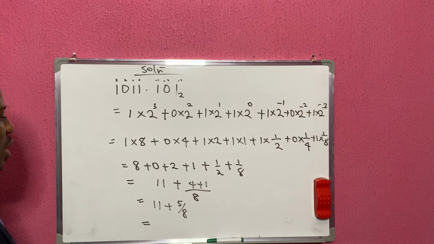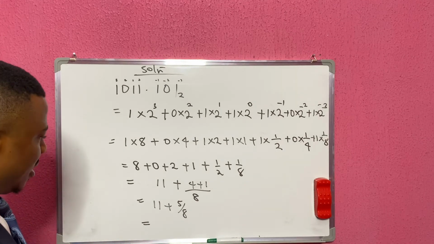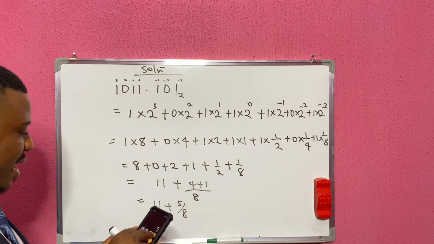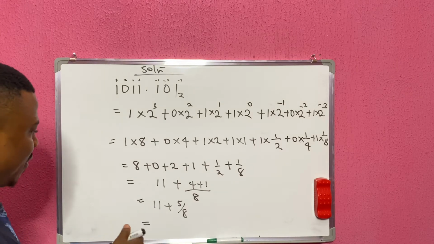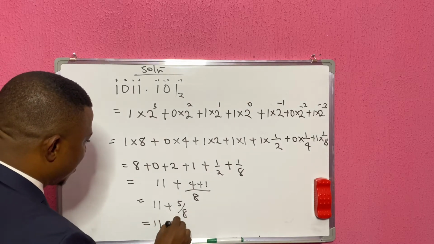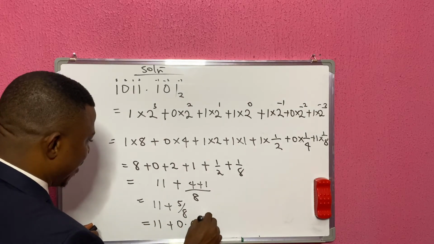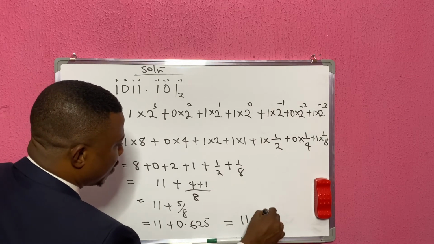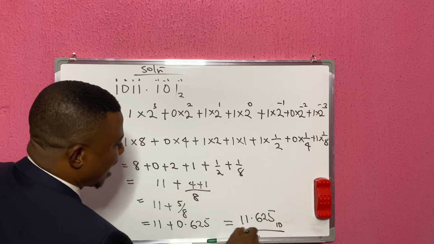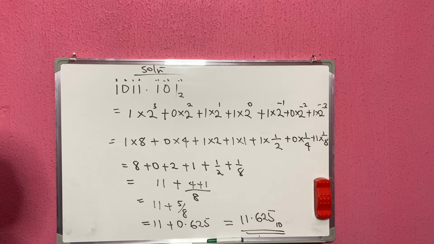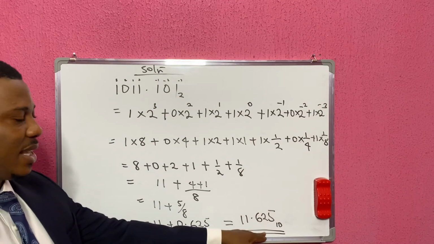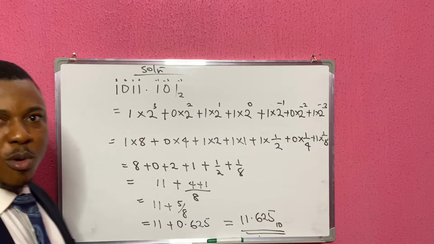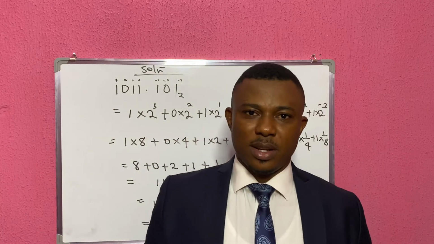So this will give us 11 plus 5 over 8. Now, we are going to divide 5 by 8. Just place in your calculator 5 divided by 8. You have 0.625 to give us 11.625 in base 10. That is your answer. You have converted this base 2 to base 10. We will move further to another question, question 2.